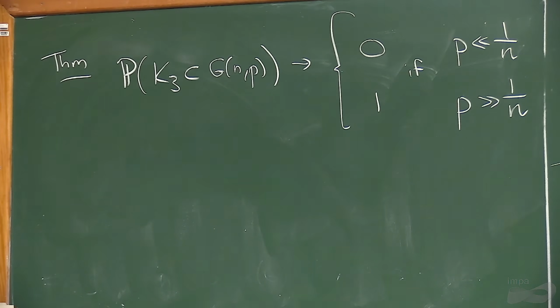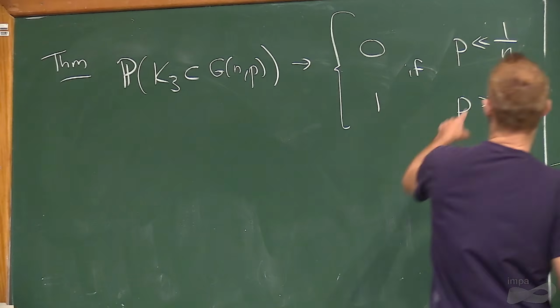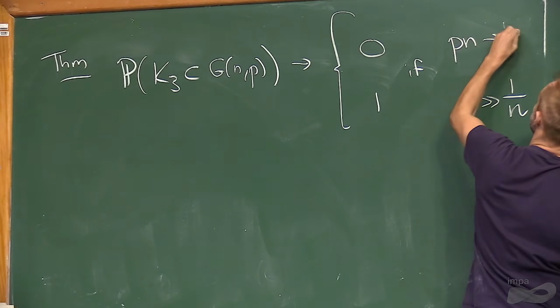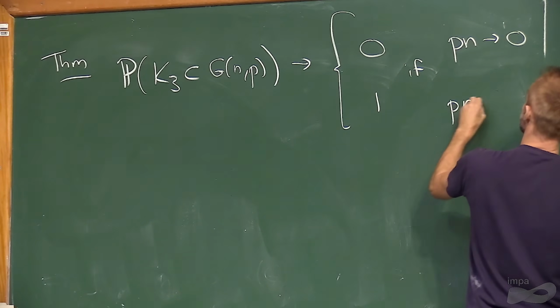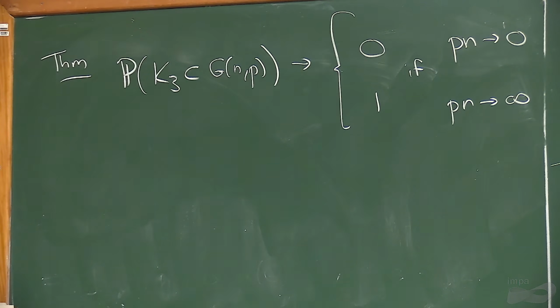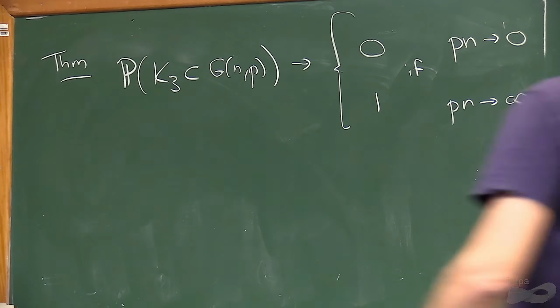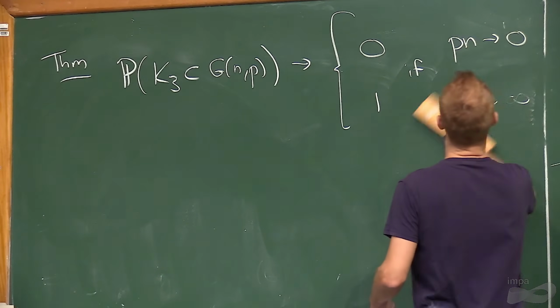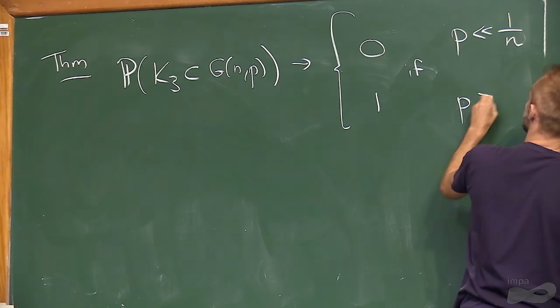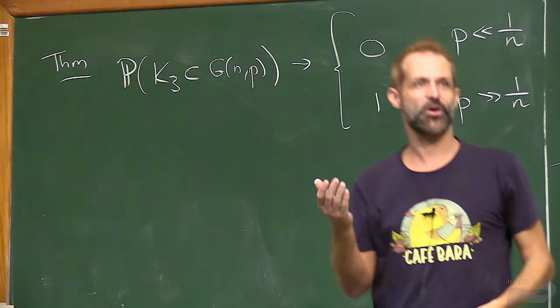Sorry. Yeah, I should say this 'much less than' means pn tends to 0, and this is the same thing as pn tends to infinity. Right? So I want to say p greater than 1 over n means p times n tends to infinity. Right? It's bigger by some increasing factor. Okay, which of these two bounds have we already proved? The first one, right? What was the proof?